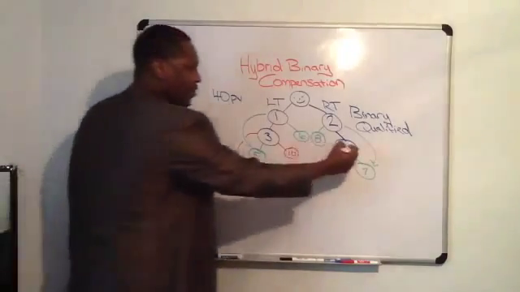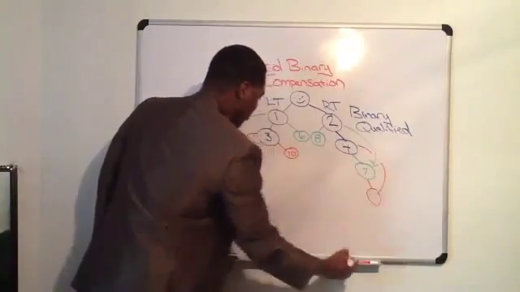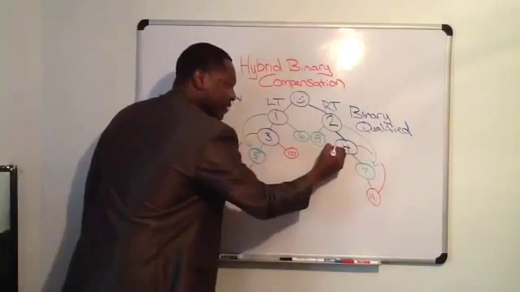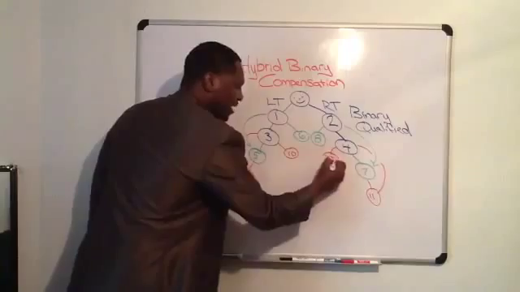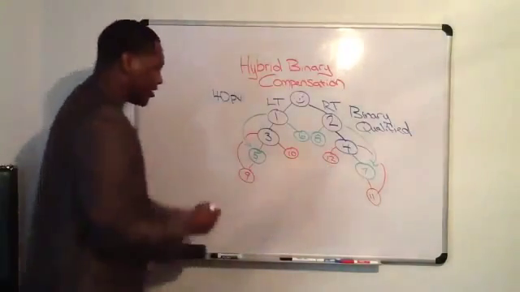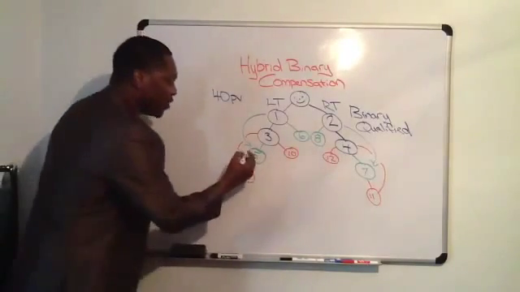And then the same thing for person number 4. Person number 4 goes and gets his first person. Guess what? Boom. Falls under the power leg, right? And then when they go get their second person to be binary qualified, it falls right here. Boom. On their second leg of business. Right? So it's very, very powerful. As you can see, as this concept continues to happen, you start to build what you call a power leg.